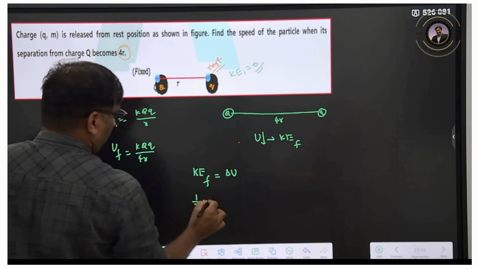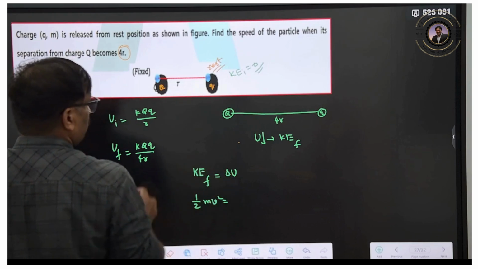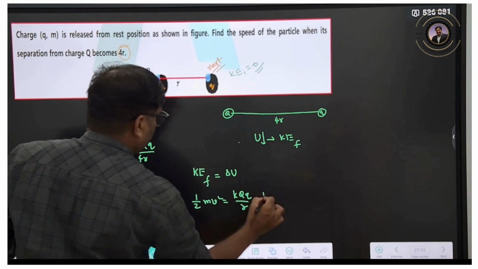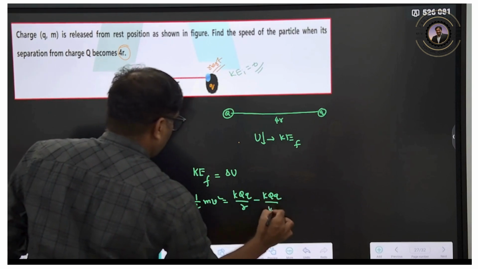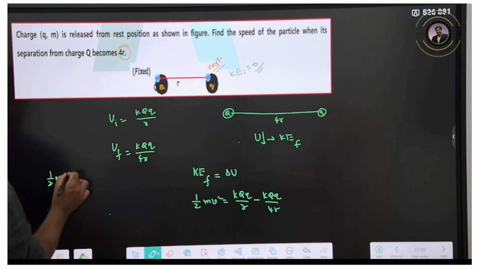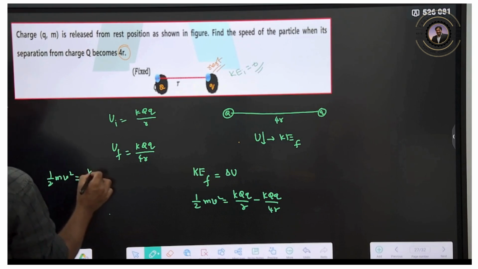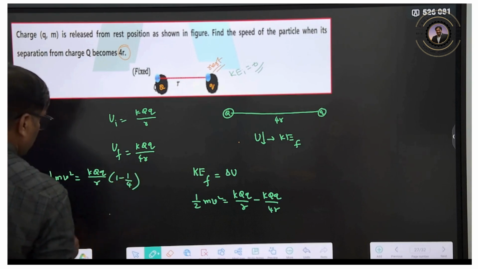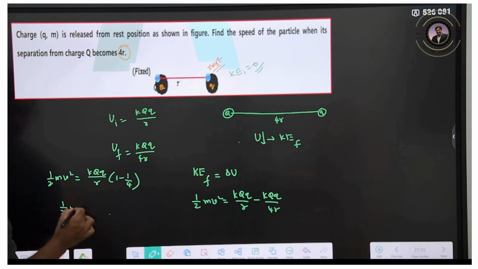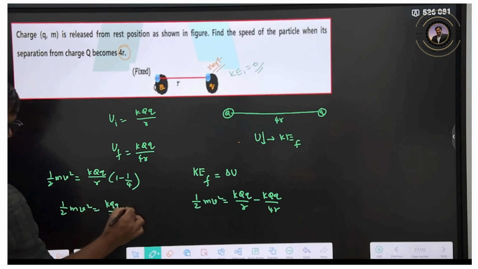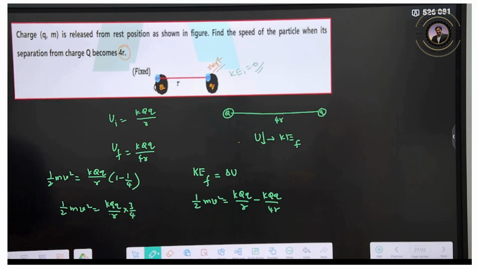The final kinetic energy, since it is asking for speed, half mv² is equal to kQq by r minus kQq by 4r. So how much will it be? Half mv² is equal to kQq by r into (1 minus 1 by 4). So half mv² is equal to kQq by r into 3 by 4. Clear?